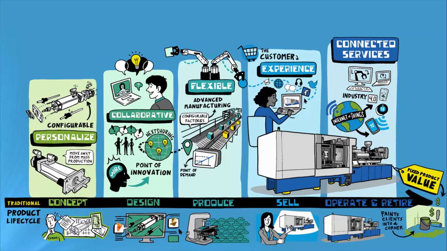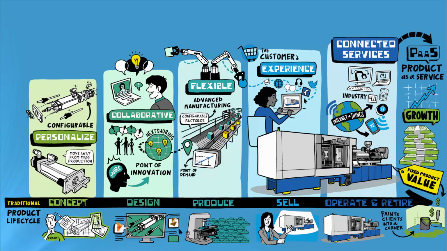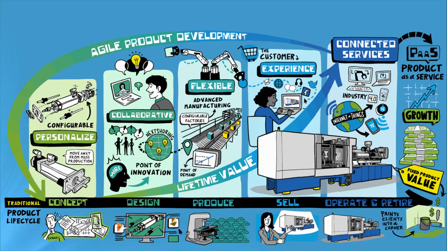The product will begin to resemble a service. This means that the product can actually increase in value over its lifetime. No longer is the process static and linear, but it's truly an agile product life cycle. This is the future of making things.